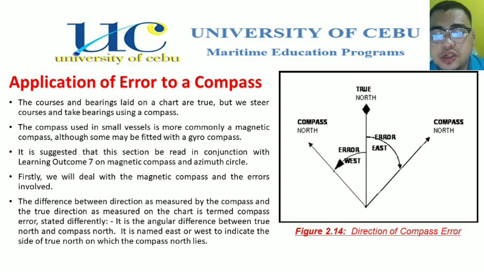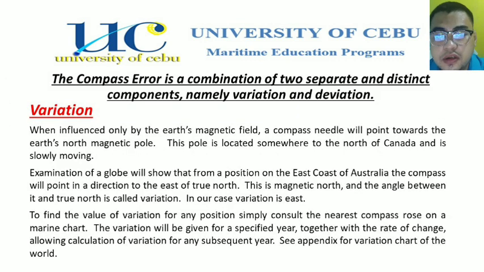The difference between directions as measured by the compass and the true direction as measured on the charts is termed compass error. Stated differently, it is the angular difference between the true north and the compass north. It is named east or west to indicate the side of true north on which the compass north lies. The compass error is a combination of two separate and distinct components, namely variation and deviation.